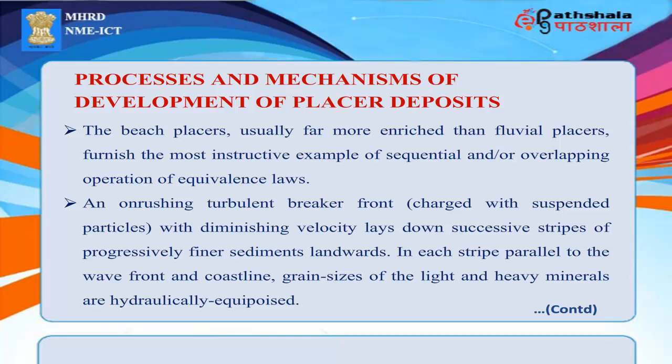The beach placers, usually far more enriched than fluvial placers, furnish the most instructive example of sequential and/or overlapping operation of equivalence loss. An onrushing turbulent breaker front, charged with suspended particles with diminishing velocity, lays down successive strips of progressively finer sediments landwards. In each stripe parallel to the wavefront and coastline, grain sizes of the light and heavy minerals are hydraulically equipoised.